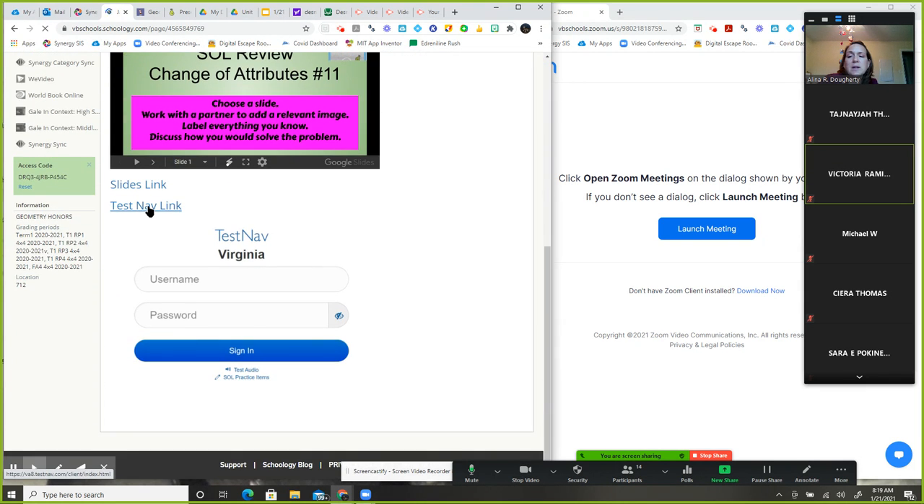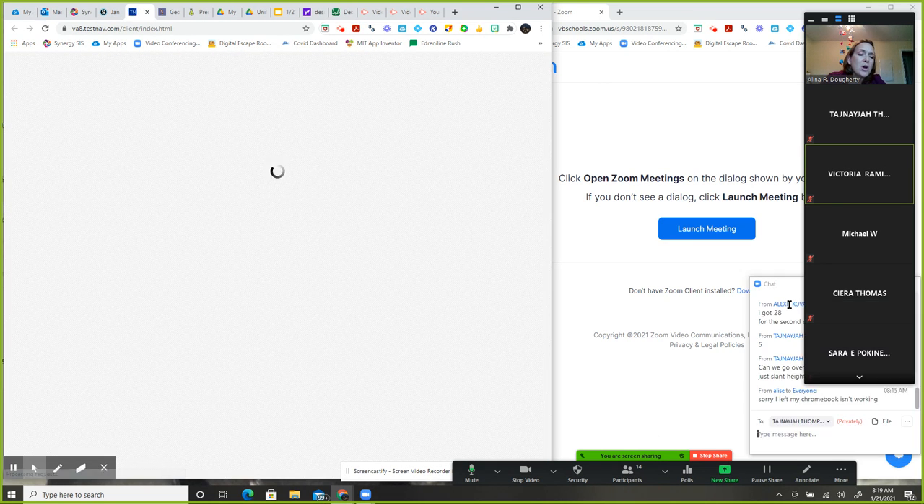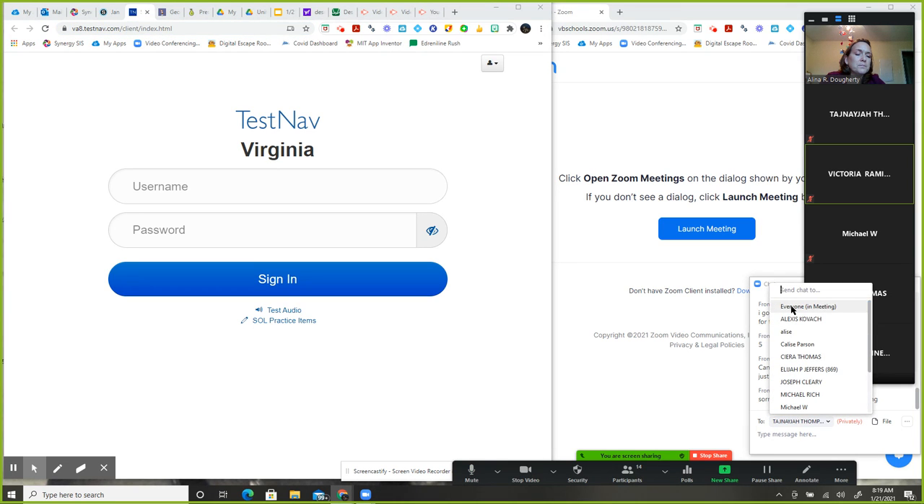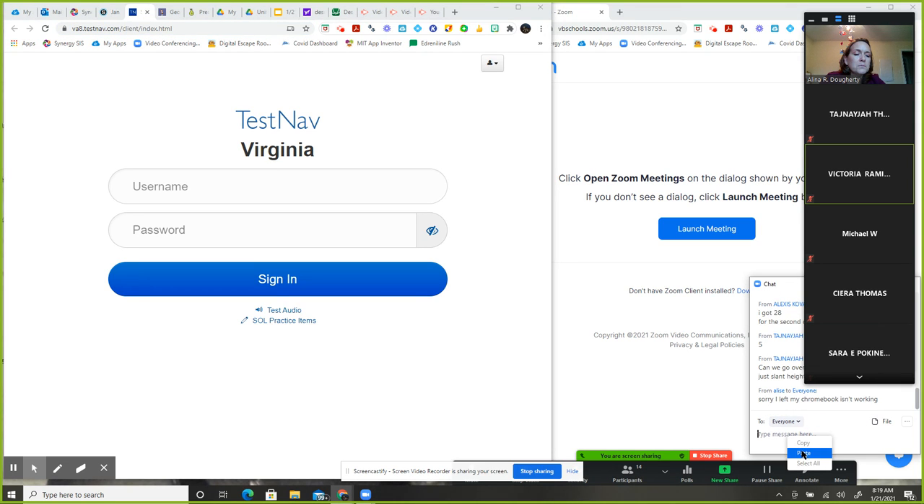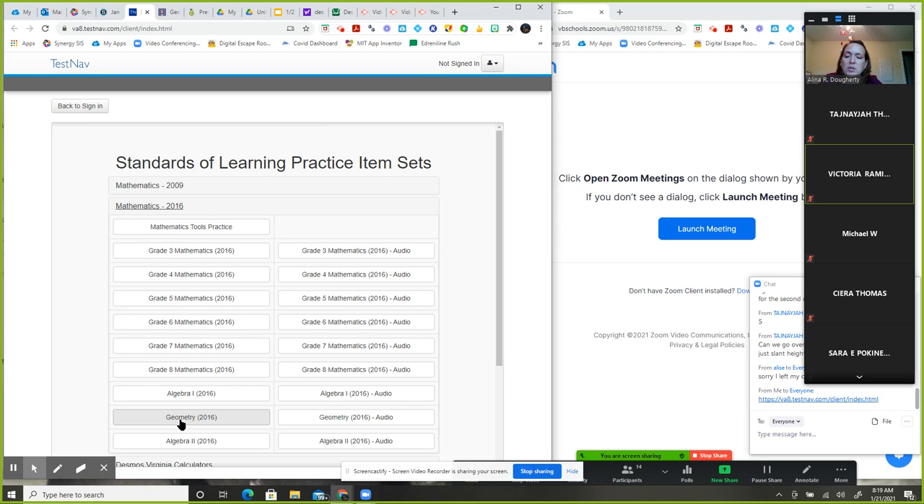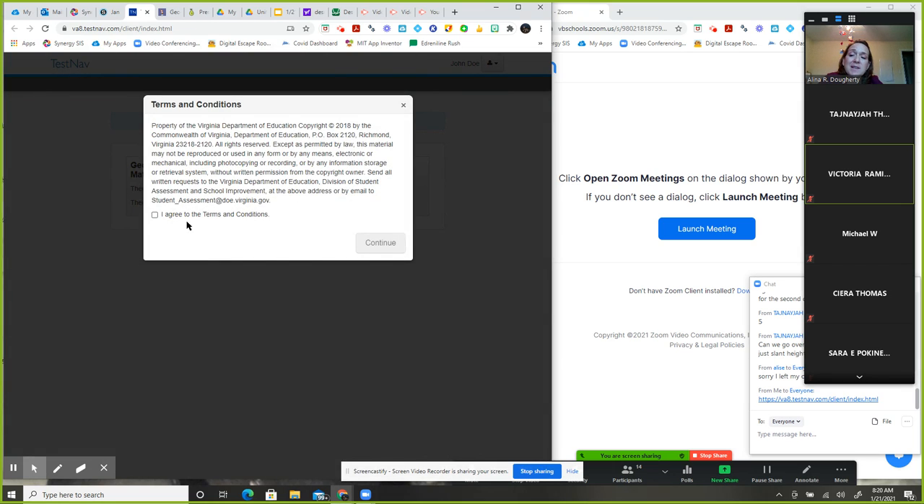What I'd like for you to do is click on this TestNav link. We're going to go to TestNav, but we're not actually going to log in with any information. So I'll put this in the chat as well in case that helps anybody. Don't go to sign in, go to SOL practice items. Probably you've done this before. We're going to go to Math 16 because that's the most recent, and then down to Geometry. Don't do the audio, just do the Geometry 16. And then start. There are 36 questions.